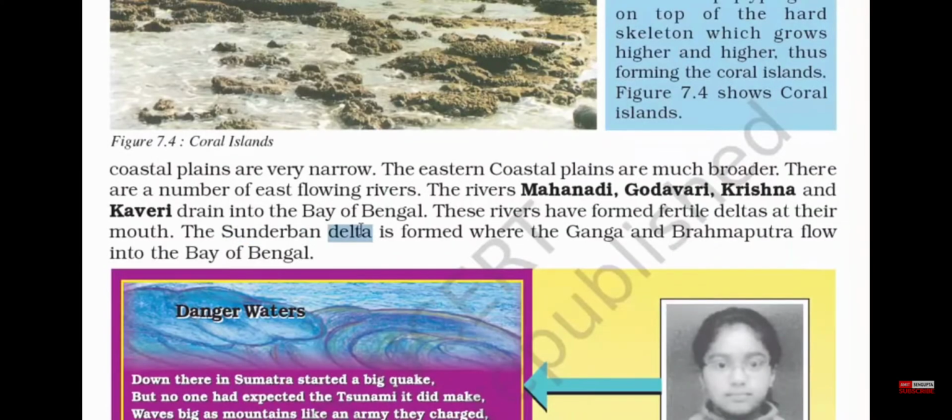So what is a delta? A delta is a landform which is formed near the end of the river where it meets the ocean. In the final phase where a river meets the ocean, a small landform is formed due to continuous movement of soil by the flowing river. That portion is called delta.